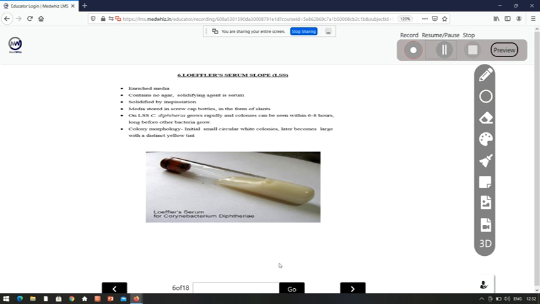This medium is used mainly for culturing Corynebacterium diphtheriae, which grows rapidly, and colonies can be seen within 6 to 8 hours, long before other bacteria can grow. So this is a serum containing culture medium without agar. It is usually used to cultivate Corynebacterium diphtheriae. For colony morphology, initially small circular white colonies are produced. Later they become large with a distinct yellow tint.